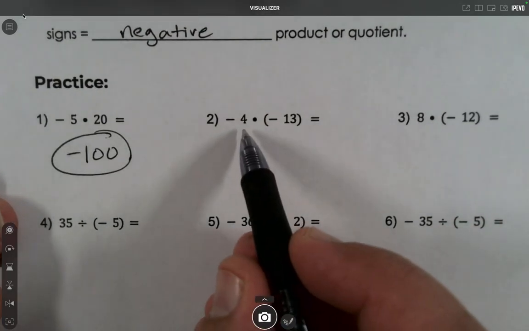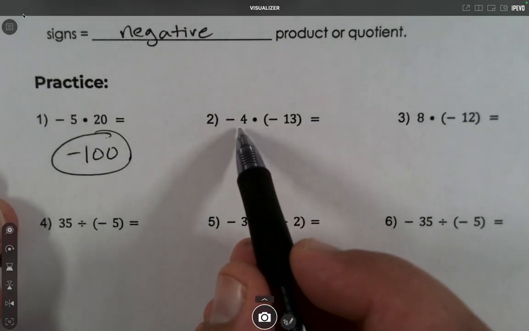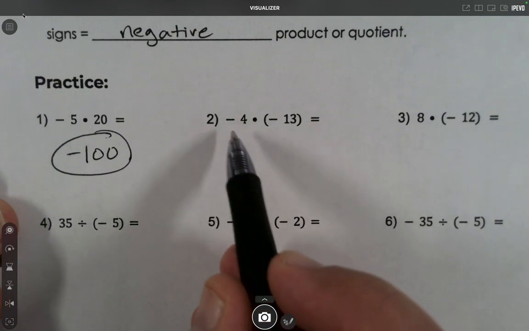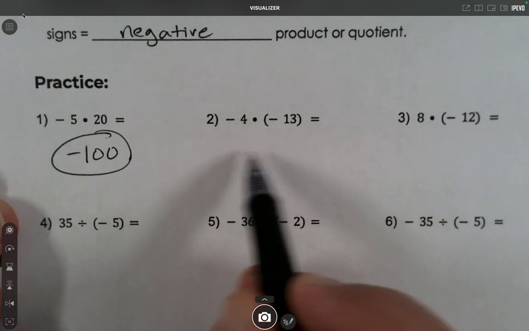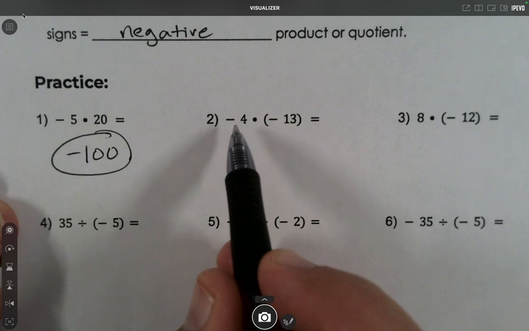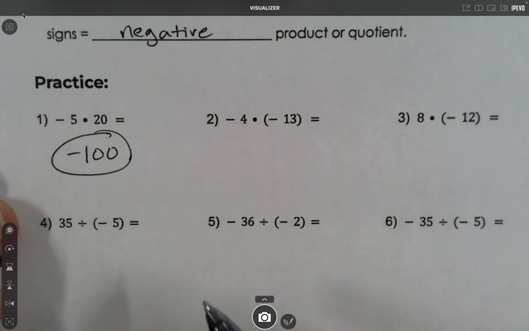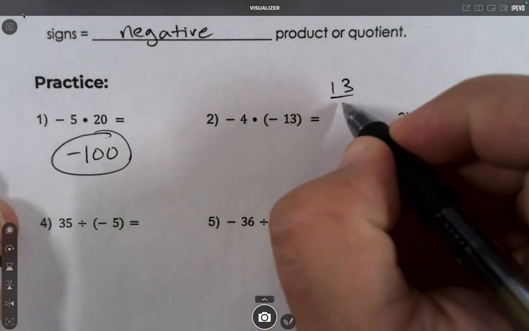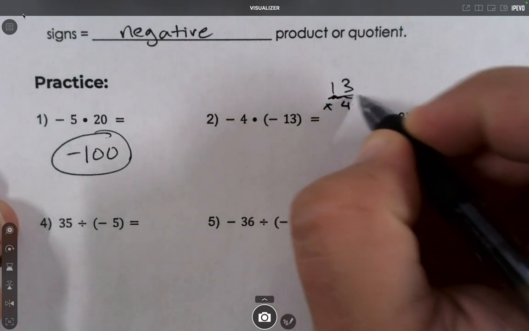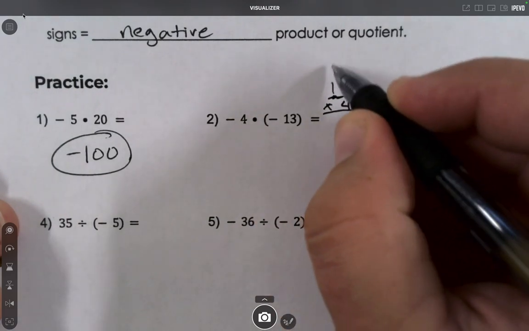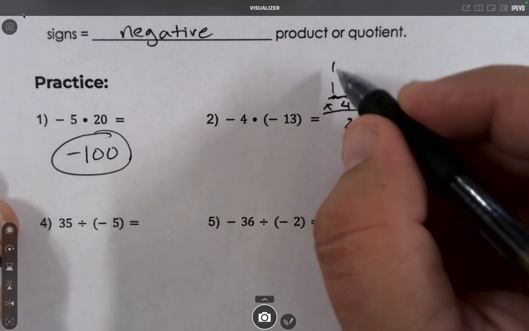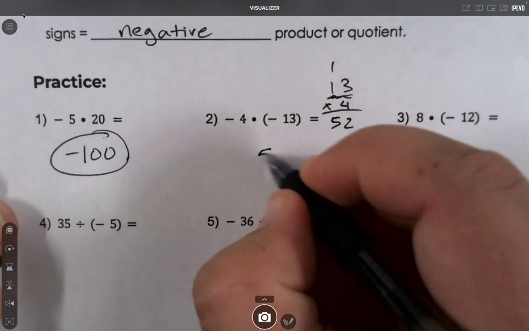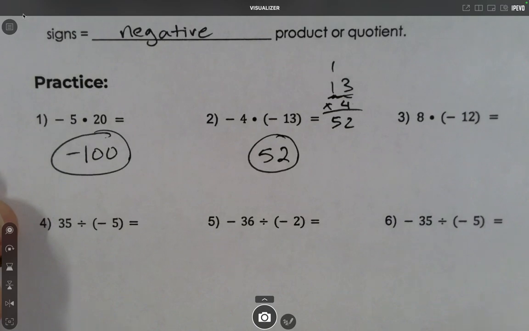Okay, on this one, we have negative 4 times negative 13. So notice that the signs are the same. So I already know my answer is going to be positive because the signs are the same. Same signs, positive answer. So we have 13 times 4. 4 times 3 is 12. 4 times 1 is 4, plus 1 is 5. So our answer is 52.